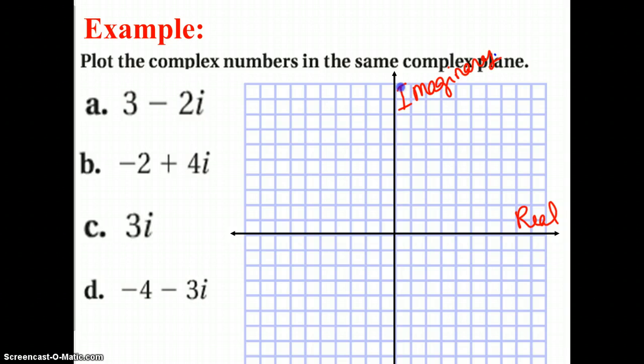When you graph like A, 3 minus 2i, you go 3 to the right and down 2. That's A. It's just a point. That's all it is. B, negative 2 plus 4i, you go negative 2 to the left and up 4. That's B. C, 3i, would just be on the y-axis. So it would be up 3, 3i. And D would be negative 4 to the left and down 3. That's D.